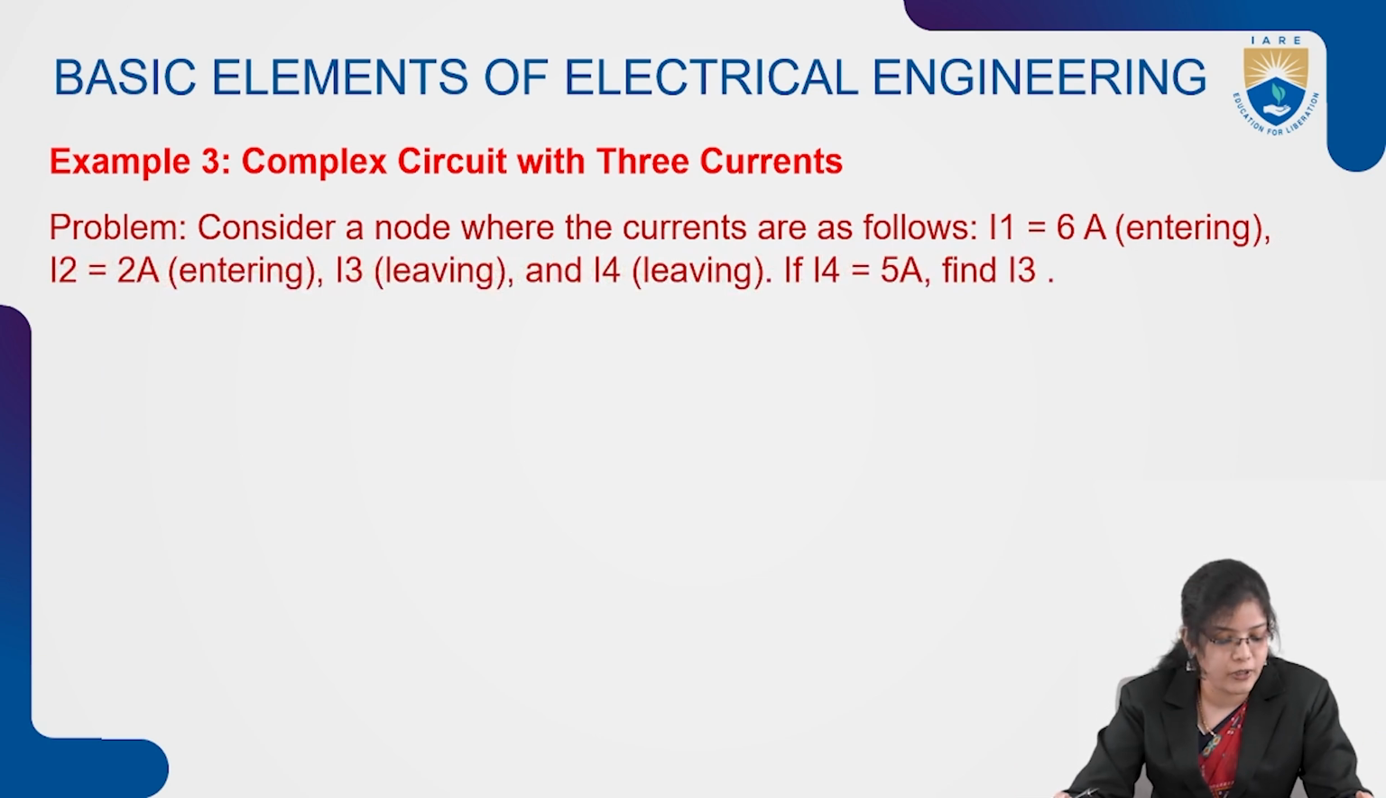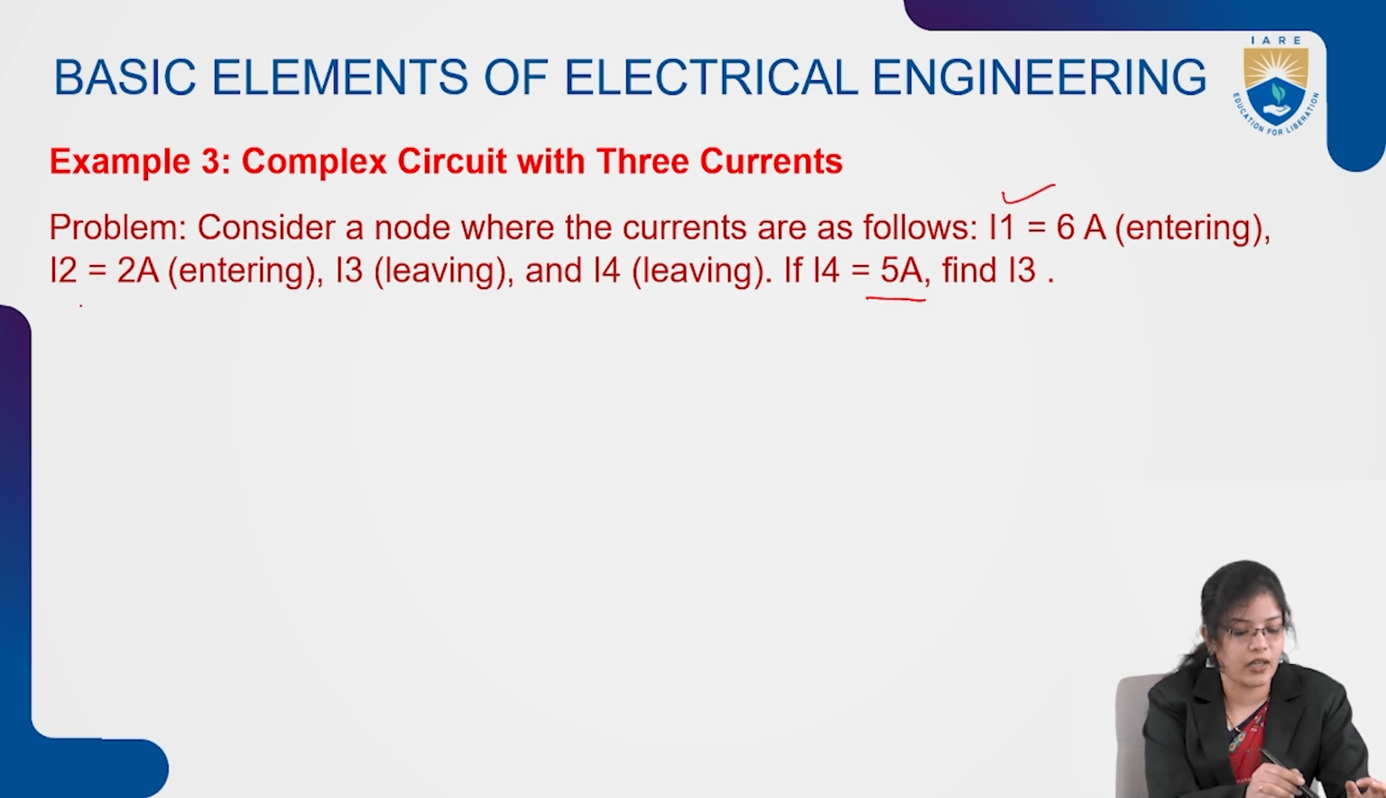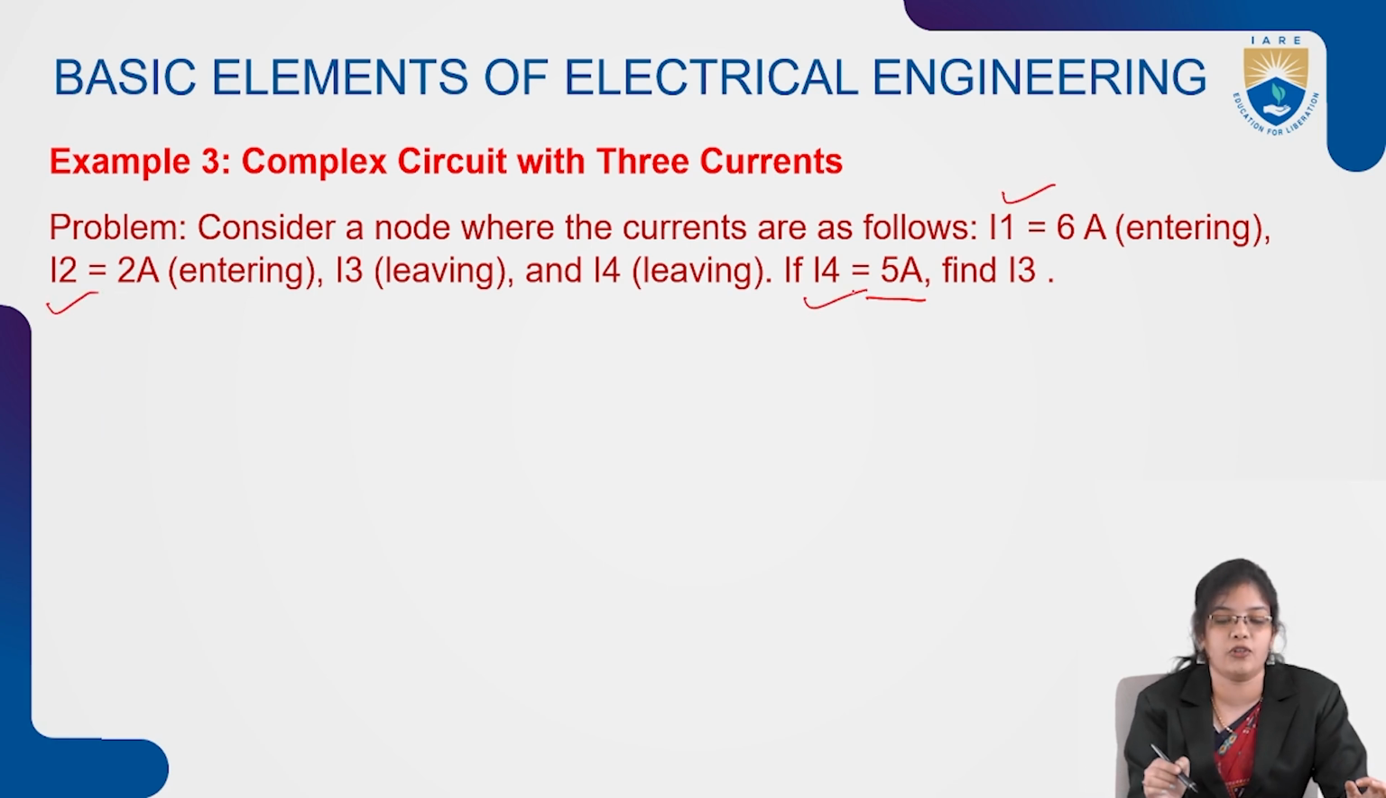The other example will be to consider a node where the currents are as follows: I1 is 6 amperes, which is entering into the junction. I2 is 2 amperes, which is also entering into the junction. I3 is leaving and I4 is also leaving, and the I4 value is taken as 5 amperes. Here the I1 value, I2 value, and I4 value are given. We need to find the value of I3.